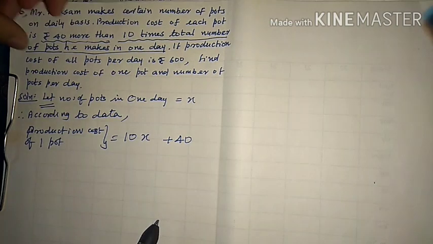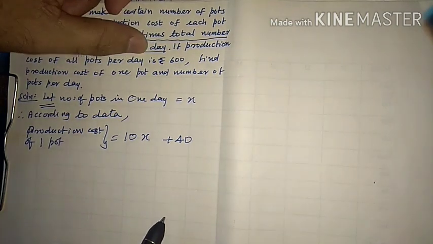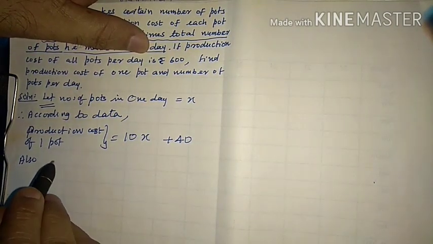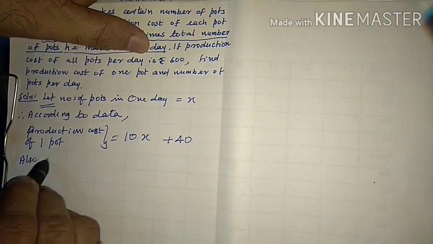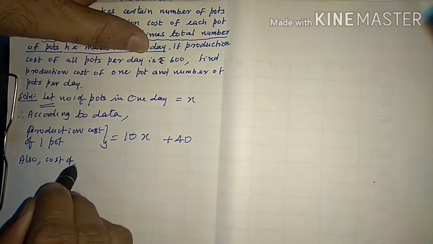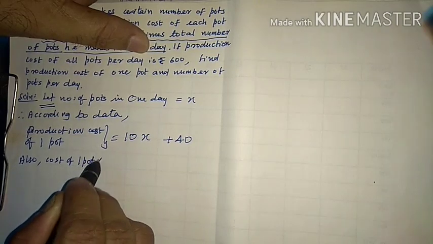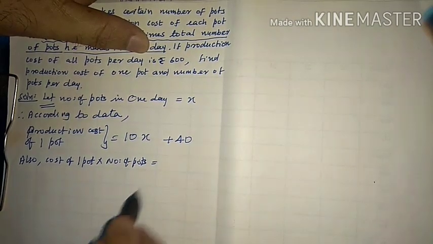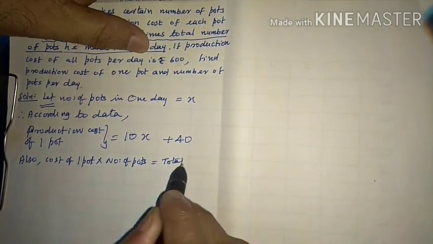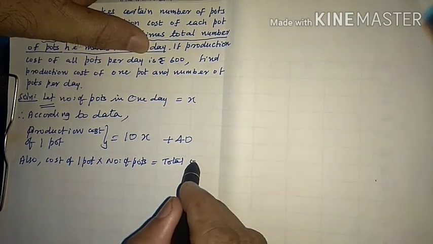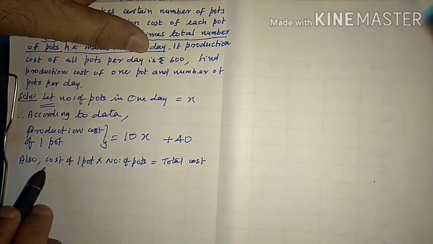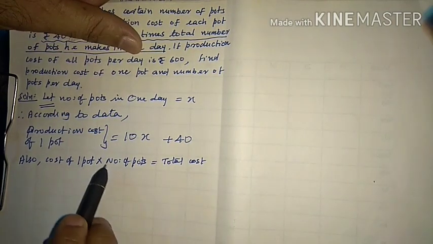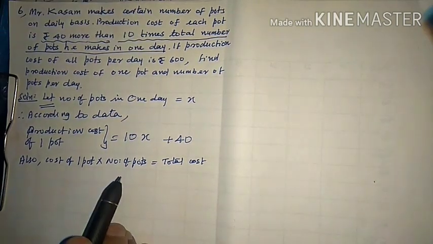If the production cost of all pots per day is 600, what is the production cost? In a day, the cost of one pot into the number of pots is equal to the total cost of production. Suppose he is making 100 pots, then 100 into the cost of one is the total cost.